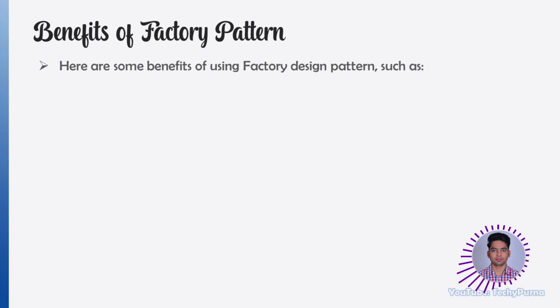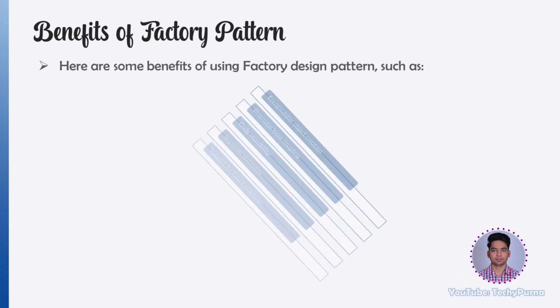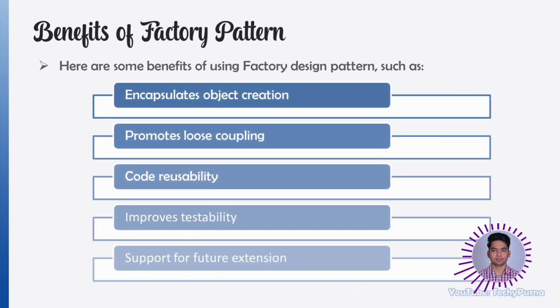Here are some benefits of using the factory design pattern. The factory method encapsulates the object creation logic in a separate class, which makes it easier to maintain and test the code. The factory methods decouple client code from the concrete classes. The client interacts with the factory interface, not the concrete classes. This reduces dependencies and makes it easier to change or substitute object types without affecting the client code.